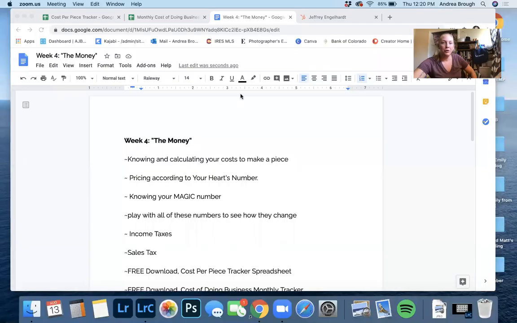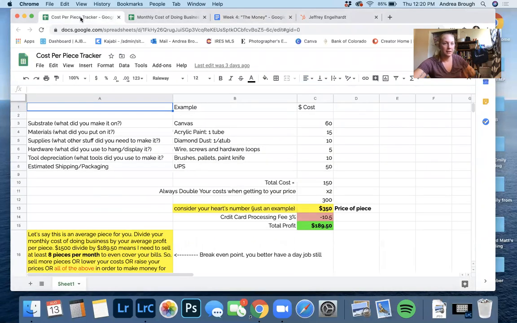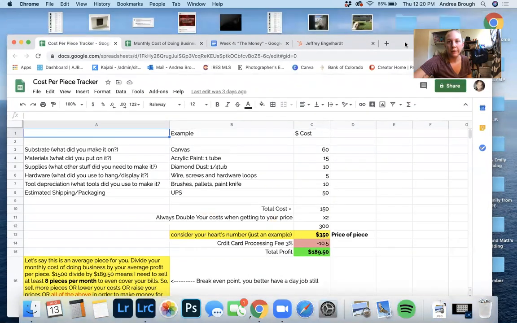So we're talking about money, all the money. We're talking about money this week. So let's see, I'm going to do a screen share and show you some things that you have to use this week. You have available to you the downloads, the cost per piece tracker. We're going to start here. Okay, let's see here. What do we got going on?